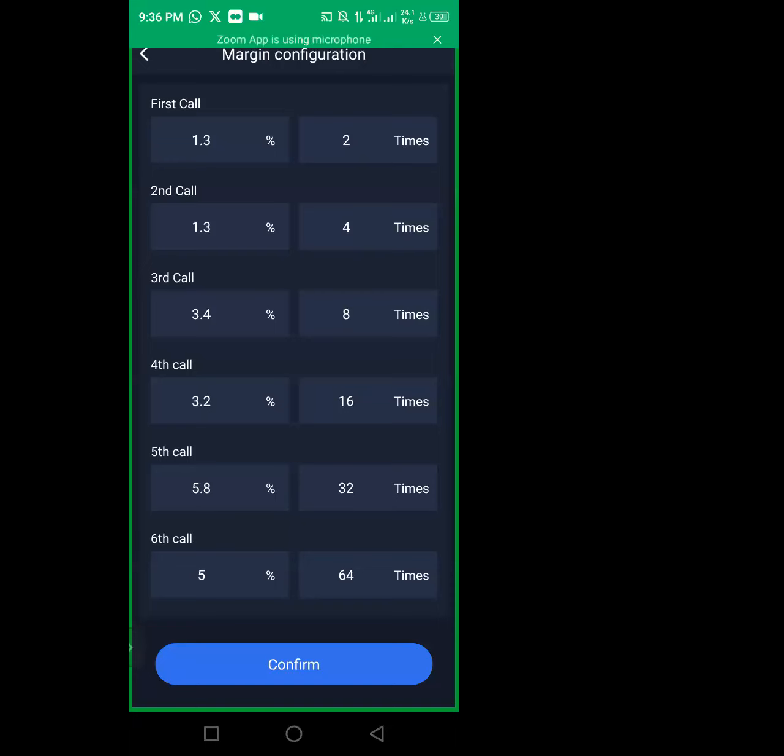If the coin reduces by 3.4% again, the robot will buy again, the third call. Now you have almost $33 from your margin calls, and you have the first initial $30, your first buy, which will give you $63 in the coin, in the trade.